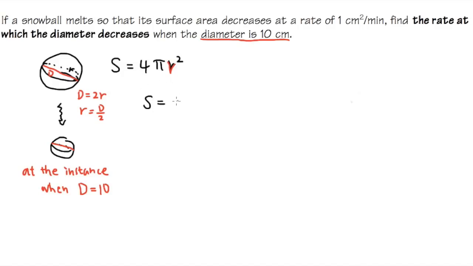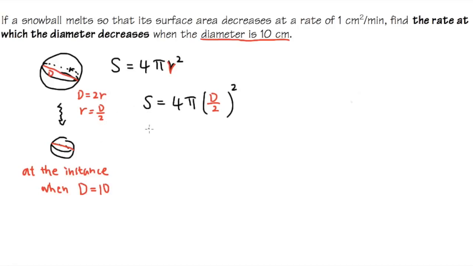So let's see, we will have 4 pi. The R, let me open the parentheses, I'm going to enter D over 2. And then we take this raised to a second power. So you see, now we come up with a formula that relates the surface area and the diameter. Once again, the question has nothing to do with the radius. That's why we have to go through this little change of variables. Not the radius, but rather we have to use the diameter right here, okay?